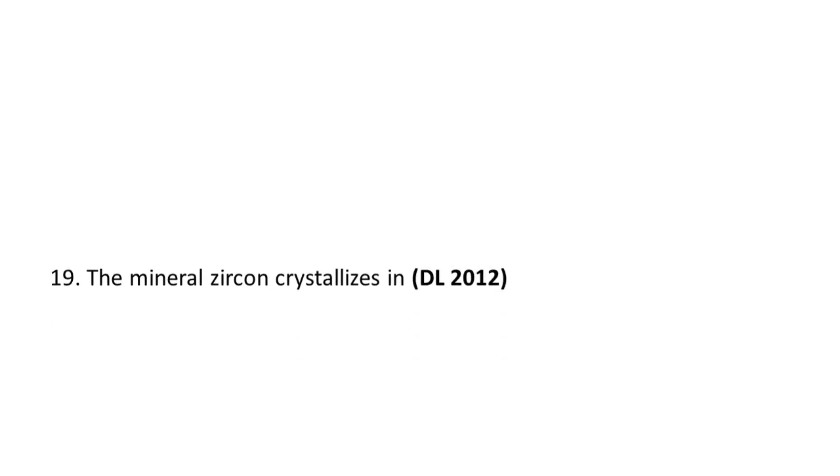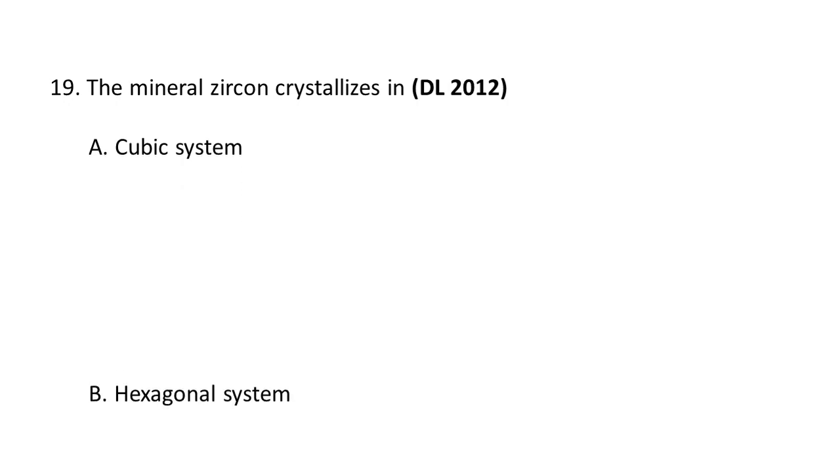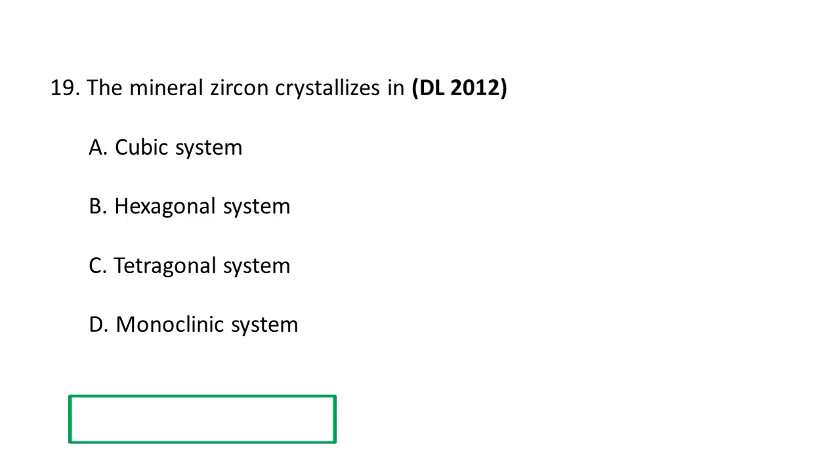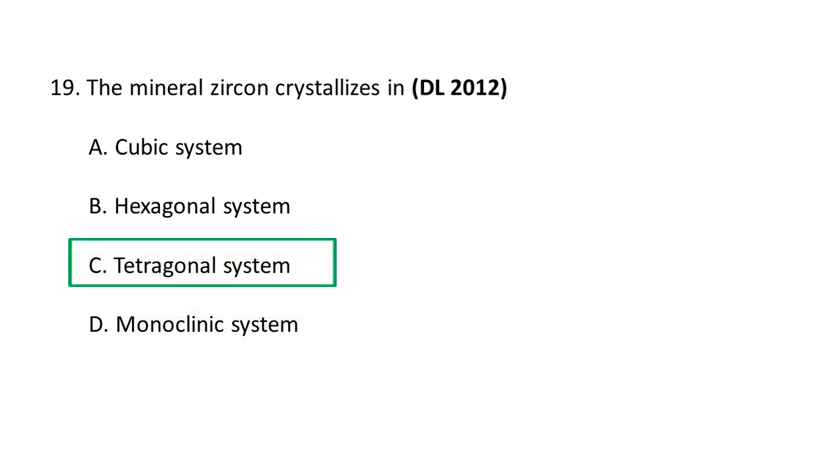Next question. The mineral zircon crystallizes in A. cubic system, B. hexagonal system, C. tetragonal system and D. monoclinic system. The mineral zircon crystallizes in the tetragonal system. Zircon is an orthosilicate mineral with a relatively open structure, where the isolated silicon oxide tetrahedra share corners and edges with zirconium oxide dodecahedra.